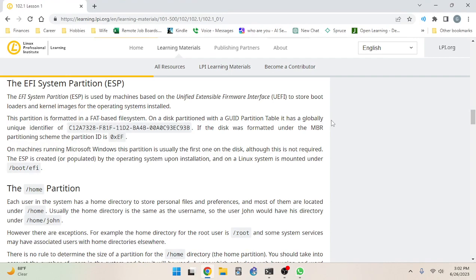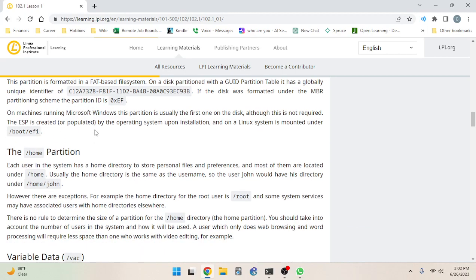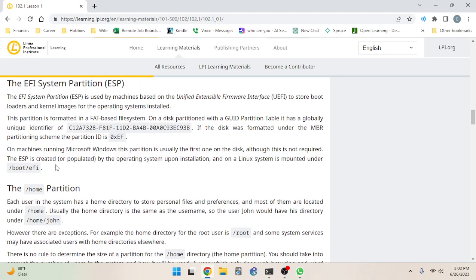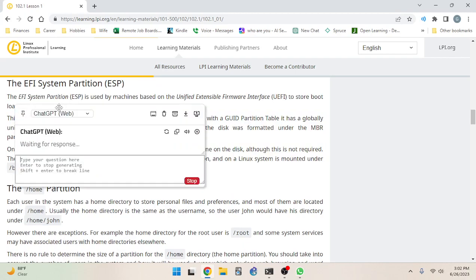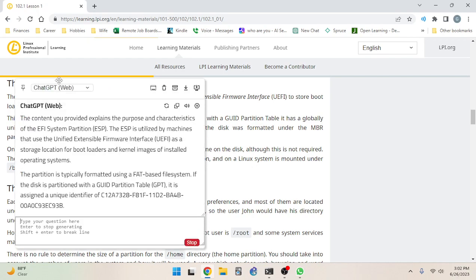On machines running Microsoft Windows, this partition is usually the first one on the disk, although this is not required. The ESP is created or populated by the operating system upon installation and on a Linux system mounted under /boot/EFI. So let's have this explained to me like I was in 5th grade.